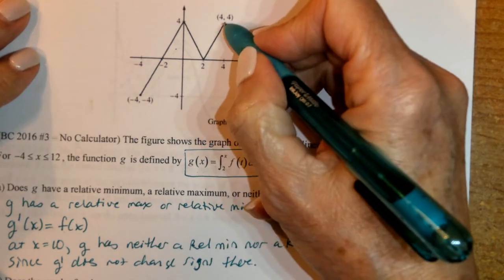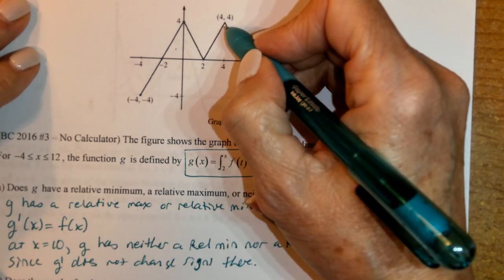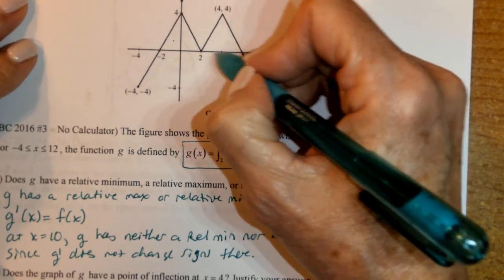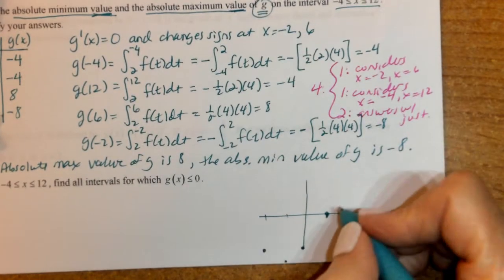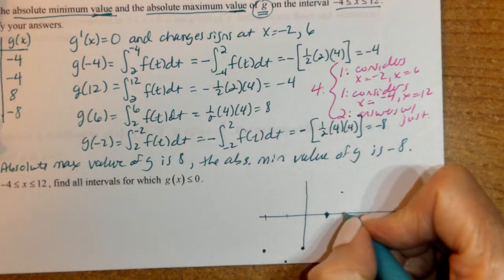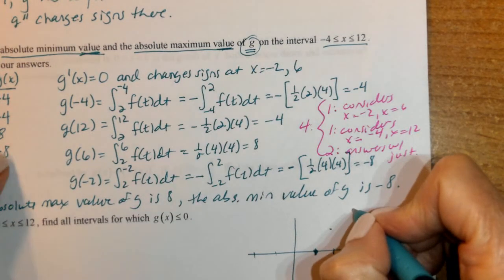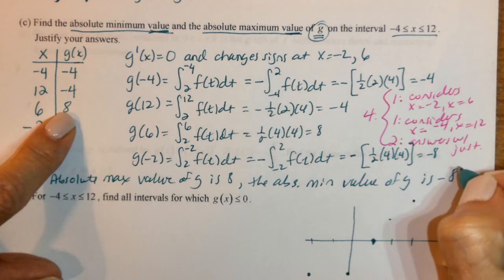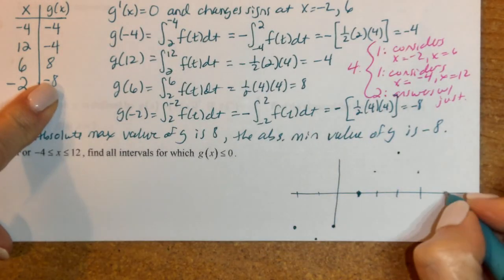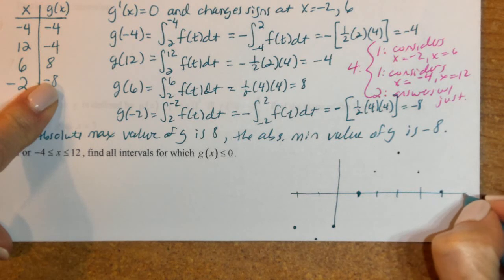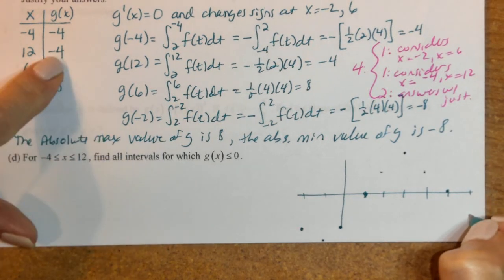I'm sorry, x is moving by 2's. So when x is 4, we should be 4 higher. So we'll be up here at positive 4 when x is 4. When x is 6, g prime is still positive, so we're going up even higher. That's how we got that 8 there. When x is 6, we're at 8. When x is 8, now we're going down, we should be back to positive 4. When x is 10, we're at 0. And when x is 12, we have that on here, we're at negative 4.